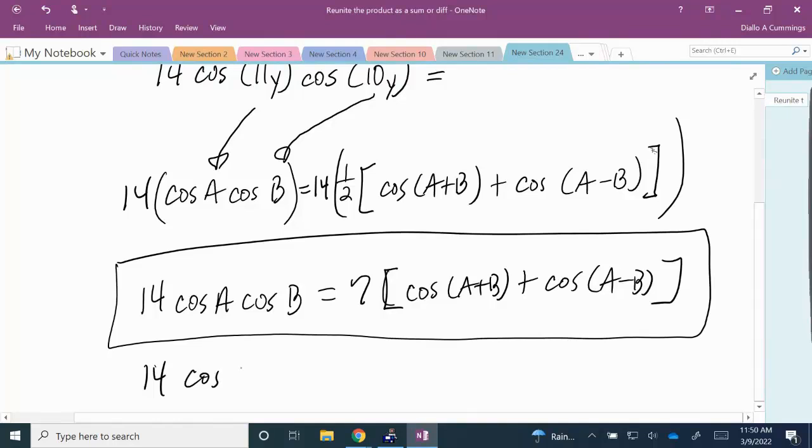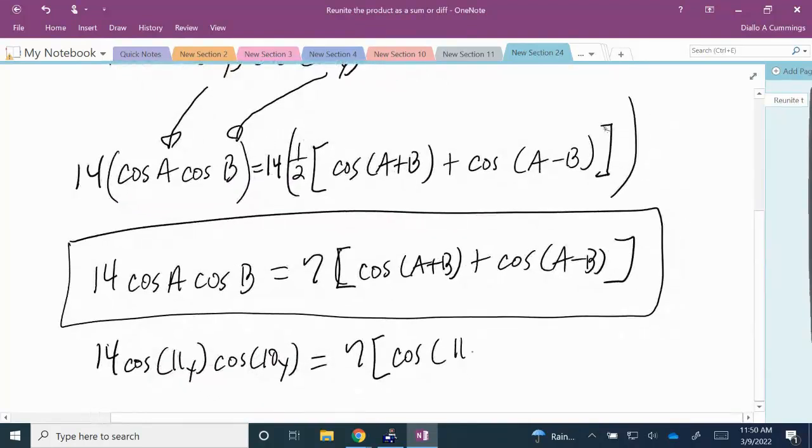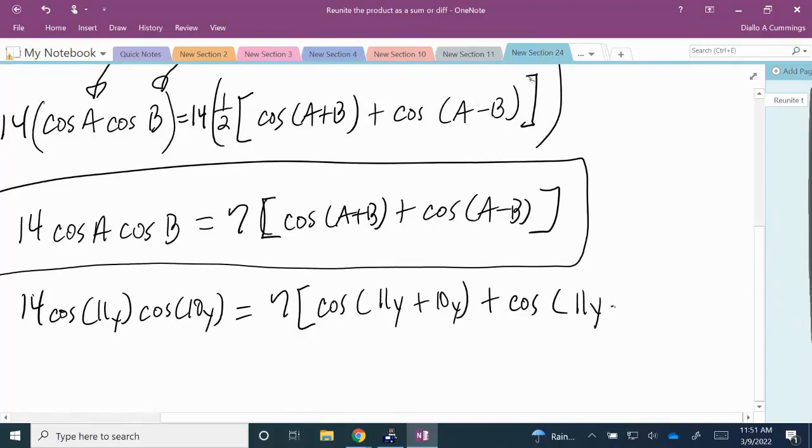So that's 14 cosine 11y cosine 10y is equal to 7 times the cosine of A plus B, so that's 11y plus 10y, plus the cosine of A minus B, so that's 11y minus 10y. Right? And then we're going to simplify.